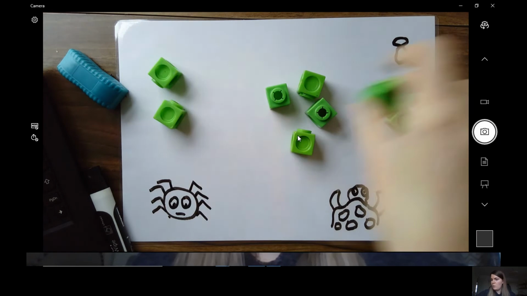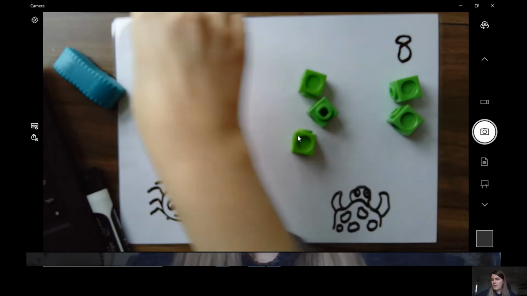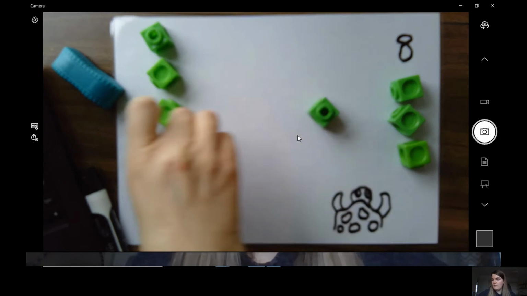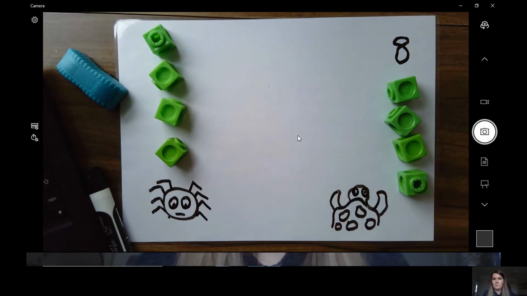1 for me, 1 for you. 1 for me, 1 for you.